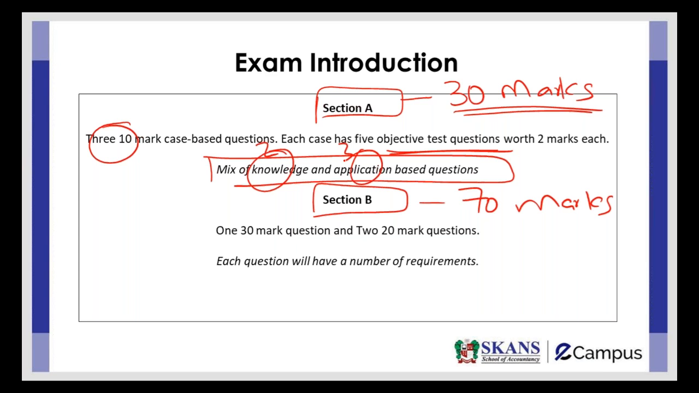For section B, there's going to be 1 30-mark question and there are going to be 2 20-mark questions, and each question will have a number of requirements. So the 30-mark question could have A, B, C, D. The 20-mark questions could have A, B, C, etc. So this is what your paper format is. This is, by the way, exactly the same as the paper-based exam as well. Paper-based exam was also section A 30 marks and section B 70 marks.